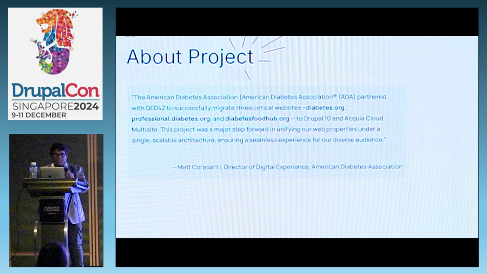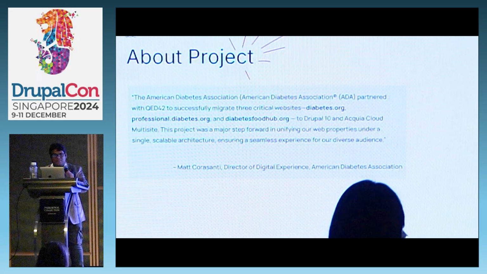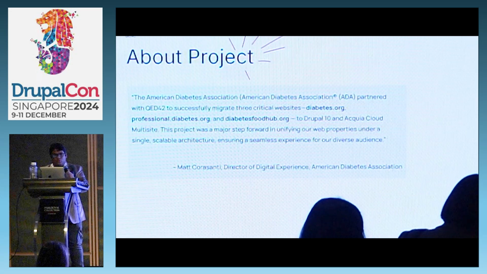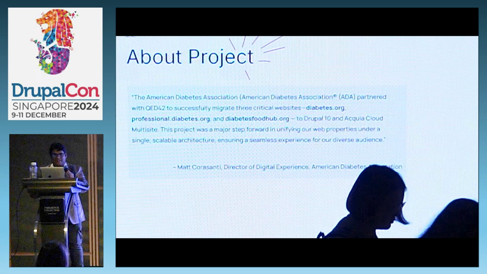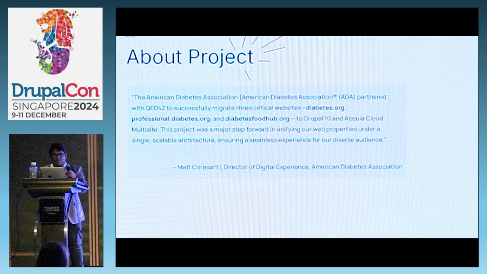Now our engagement with them is best described by our client himself, Matt, who said they had 3 critical websites: diabetes.org, professional.diabetes.org, and diabetesfoodhub.org, which were on different tech stacks, and they wanted them all to come together on a single platform so that the visitors of the sites can have a seamless experience.